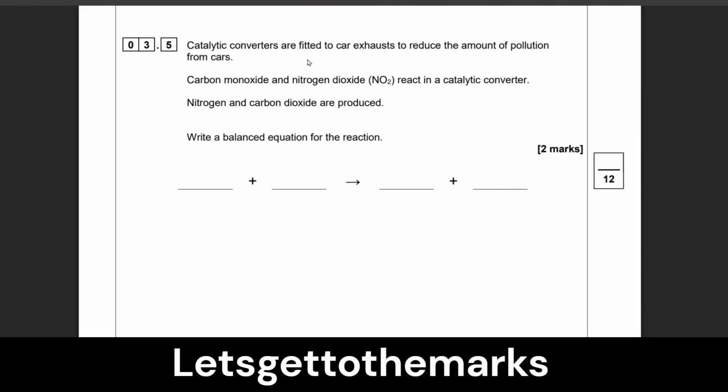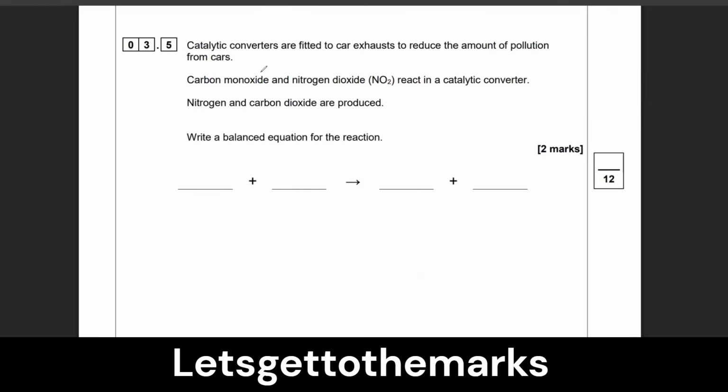3.5, catalytic converters are fitted to car exhaust to reduce the amount of pollution from cars. Carbon monoxide and nitrogen dioxide react in a catalytic converter. Nitrogen and carbon dioxide are produced. Write a balanced equation for the reaction. So you're going to get this somewhere in chemistry, where they're going to give you some words and ask you to write an equation from it. And they're going to give us the names. We just need to put the formulas down and then 1 mark for balancing.